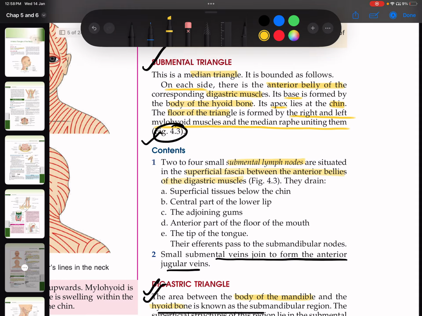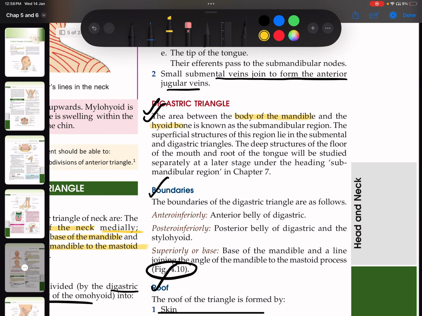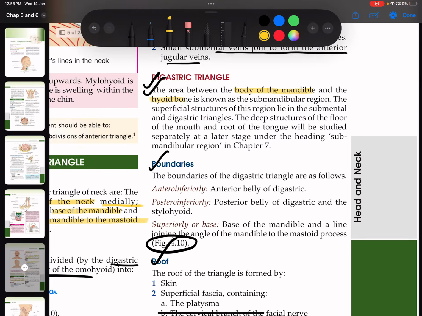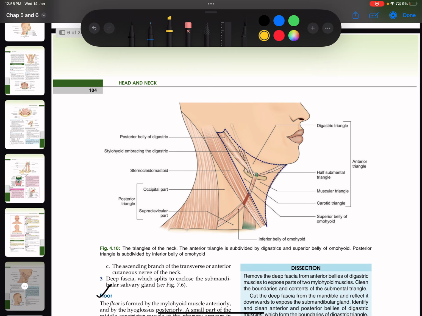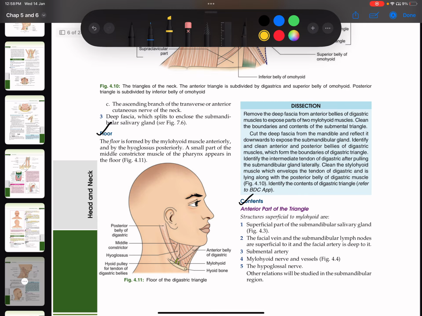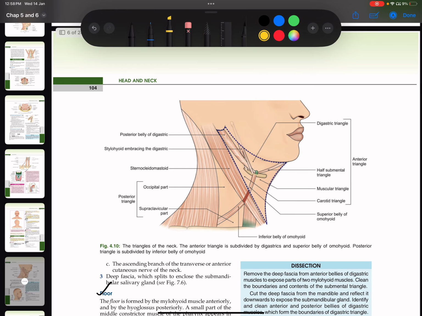So basic. Done. Moving forward, digastric triangle. The digastric, the submandibular triangle. I can already guess one of the contents by looking at the diagrams that its contents will include the submandibular gland. Let's see if it has submandibular gland. Superficial part of the submandibular salivary gland. Yes, so there we have it.